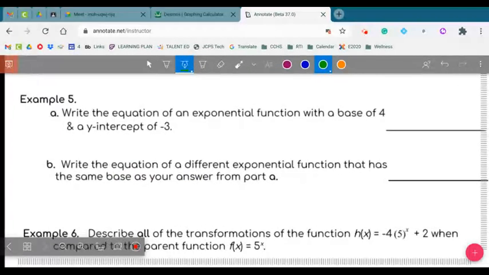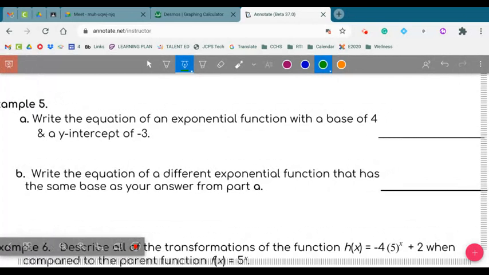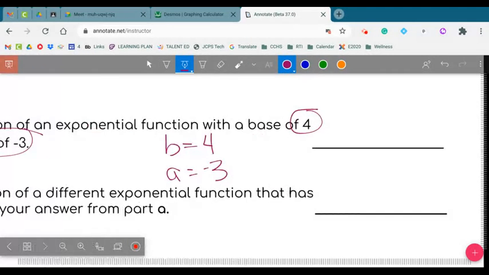Okay, the next is write the equation of an exponential function with a base of 4. So our b value is 4. And a y-intercept of -3. So that means my a value is -3. So it's going to be y equals -3 times 4 to the x.